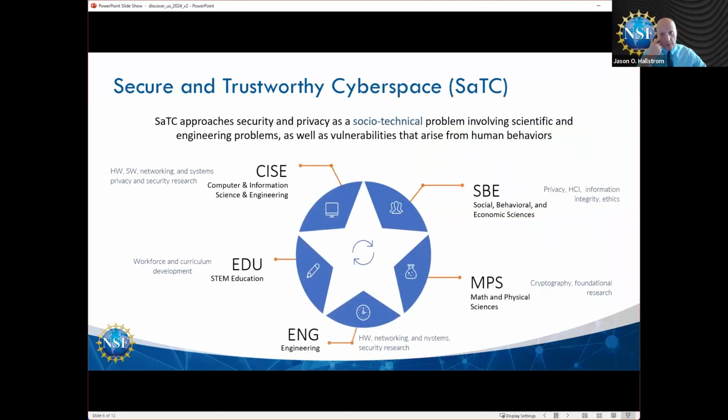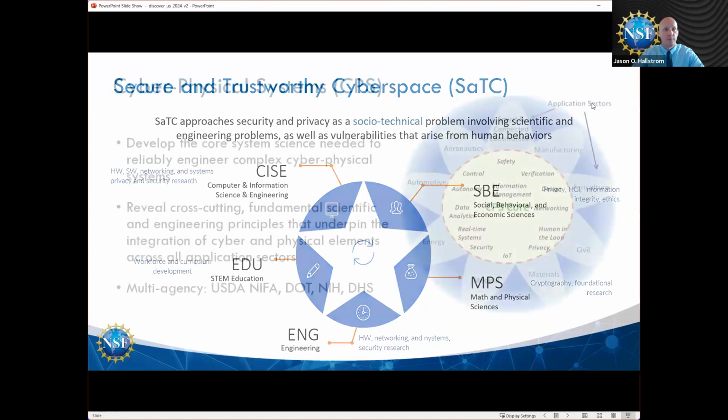Our Secure and Trustworthy Cyberspace program, what we refer to as SATC, is focused on approaches to security and privacy. And we view this as a socio-technical problem that involves scientific and engineering problems, as well as vulnerabilities that arise from human behaviors. As you can see from this slide, SATC draws upon expertise across a broad range of domains, and we have engagement across a number of divisions and directorates within the foundation.